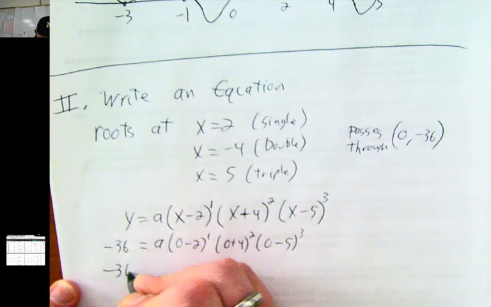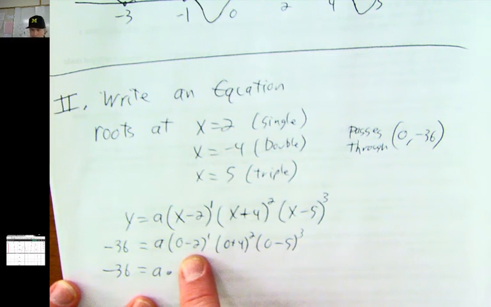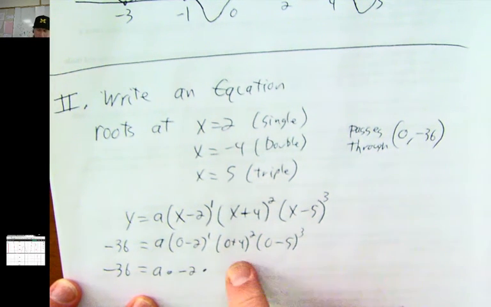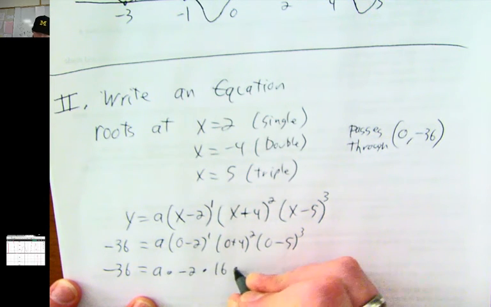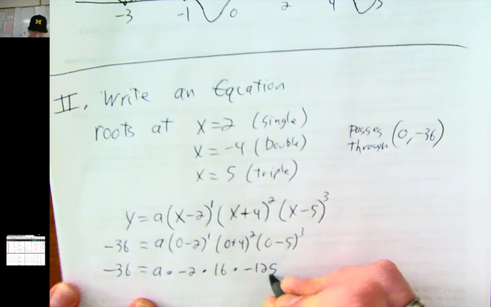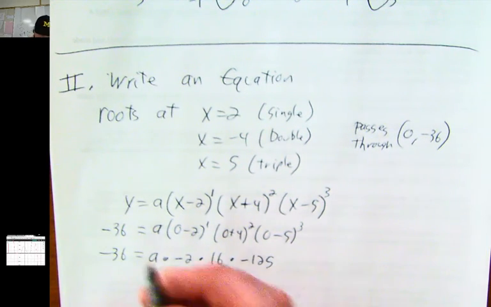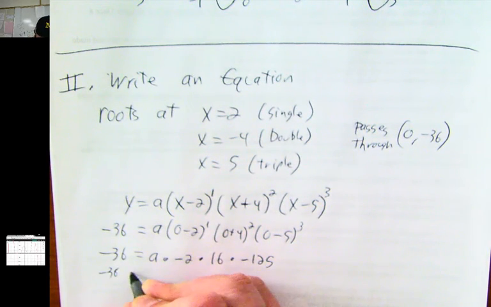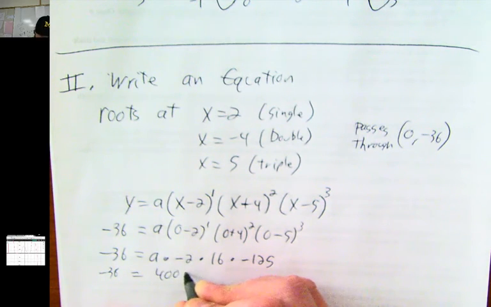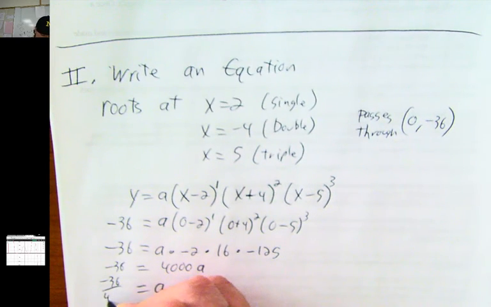Be careful with your math. This is going to get complicated. 0 minus 2 is -2. -2 to the 1st power is just -2. 0 plus 4 is 4. 4 squared is 16. 0 minus 5 is -5. -5 cubed is -125. I got to use a calculator here. 2 times 16 times 125 is, whoa, 4,000. And it's positive 4,000. So -36 equals 4,000a, which means a would equal -36 over 4,000.